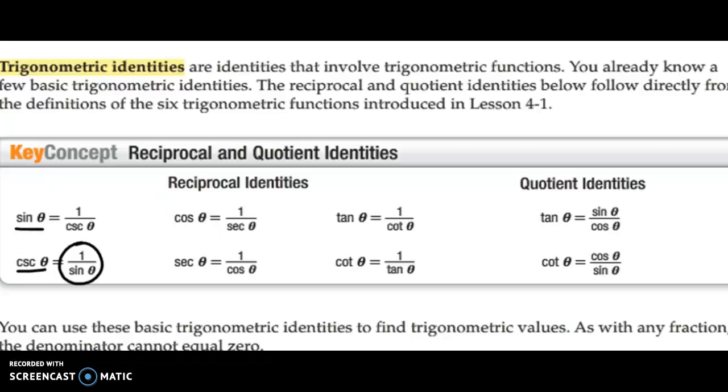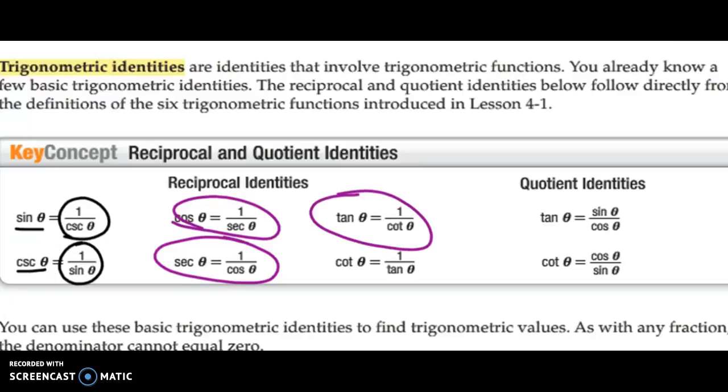But what's also true is that sine is 1 over cosecant. So these, which we've had all along, are going to show up again, and they're going to help us solve some trig problems later on. Cosine is 1 over secant, just like secant is 1 over cosine. Tangent is 1 over cotangent, cotangent is 1 over tangent. Okay? And just remember that tangent is sine over cosine, and cotangent is the opposite, cosine over sine.